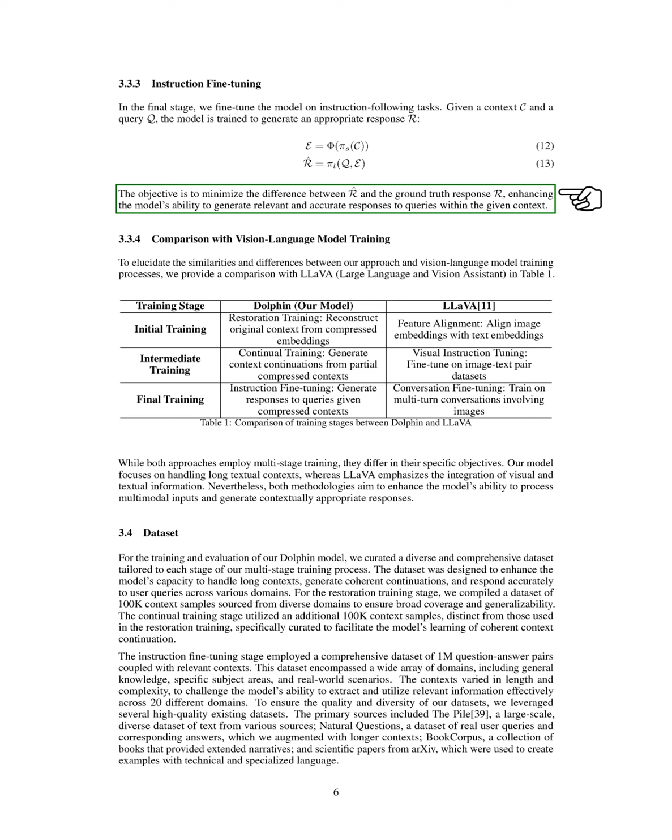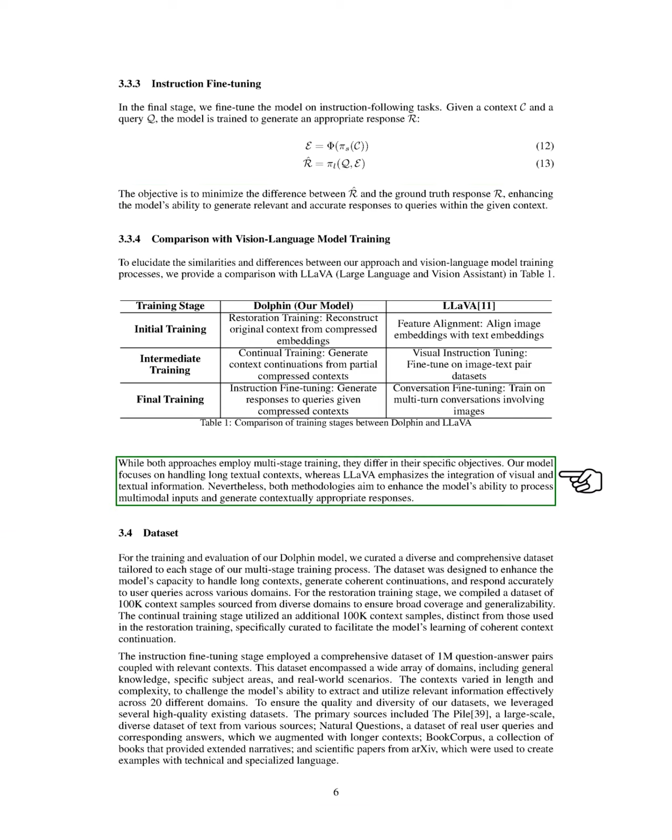We also compare our approach with vision language model training, specifically with LLaVA. While both methods involve multi-stage training, our focus is on long textual contexts, whereas LLaVA integrates visual and textual information. Both approaches aim to enhance the processing of multimodal inputs and generate contextually relevant responses.